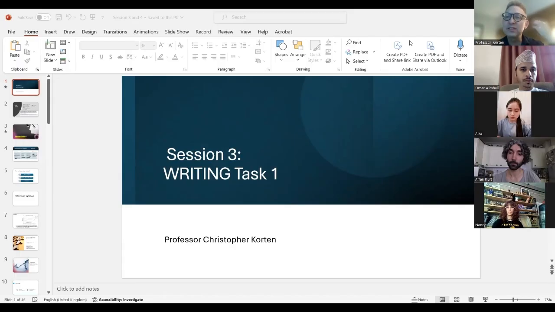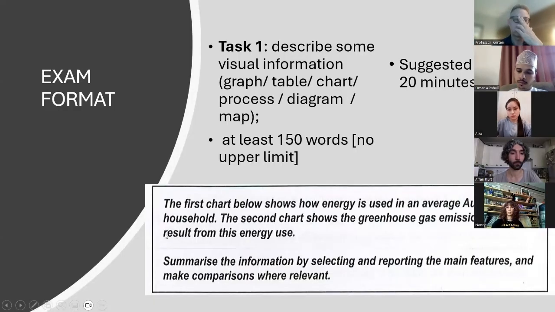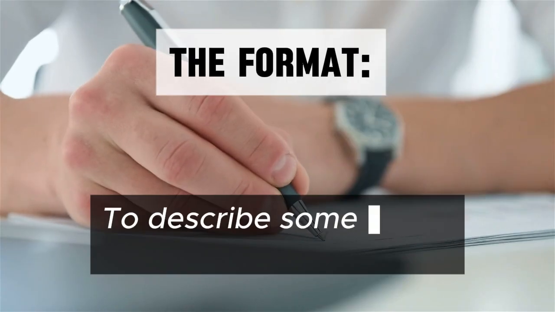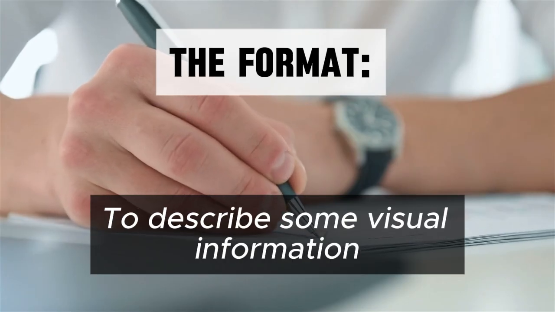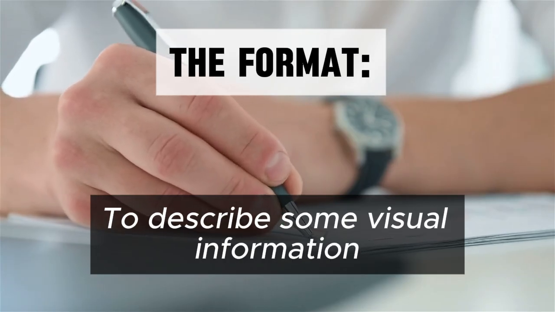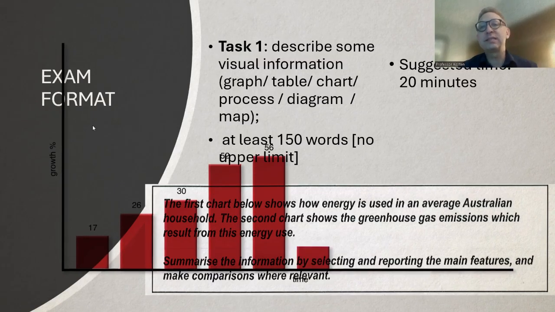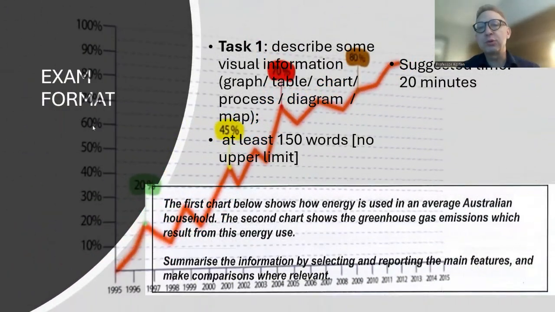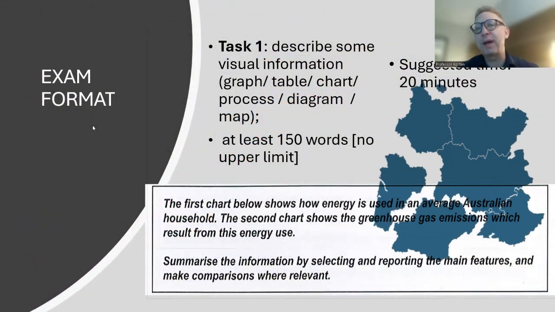And in task 1, there's a little bit more analytical skill involved. So less writing, it's shorter, and more thinking. Now here's the format of task 1: to describe some visual information, a graph, a table, a chart, a process, a diagram, a map.